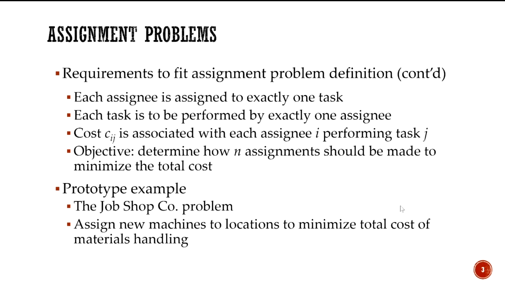Cost c sub ij is associated with each assignee i performing task j. So there is a cost for each assignment. The objective is to determine how n assignments should be made to minimize the total cost. One prototype example can be the job shop company problem, where we want to assign new machines to locations to minimize the total cost of materials handling.